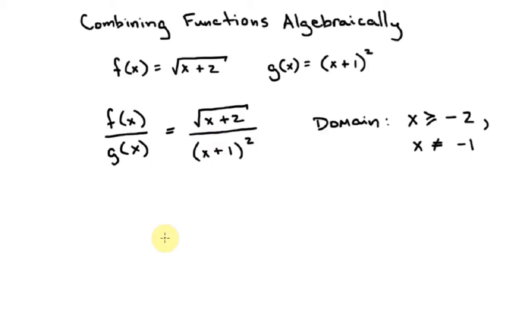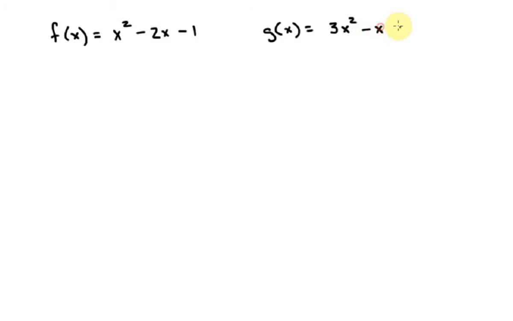Okay, on to our next example. We have function f and function g. Very creative titles for these functions, but I guess they're better than nothing. So there's function f, and here comes function g. Function g is 3x squared minus x plus 6. And what I want to do is combine these in the following way. We're going to figure out g of x minus f of x.